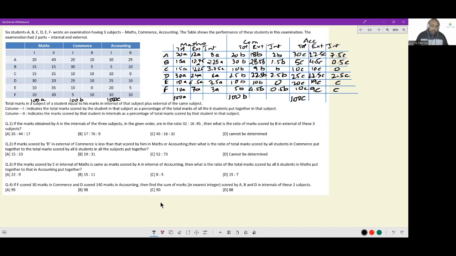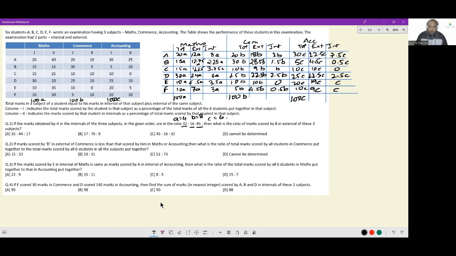Let's go. If the marks obtained by A in the internals of the three subjects in the given order are 32, 16, and 45, what is the ratio of marks obtained by B in external of these subjects? Okay. So internal obtained by A is 8A. 8A is 32. So this tells me A is equal to 4. 2B is 16. So B is equal to 8. And 7.5C is 45. So C is equal to 6.